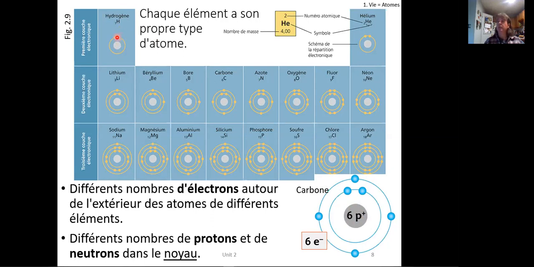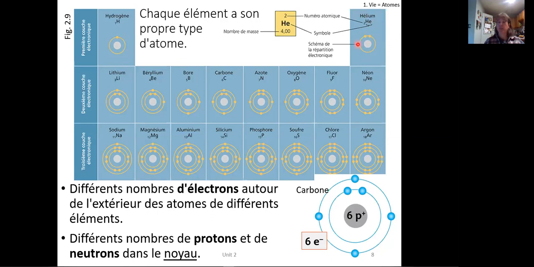And here we can see the electronic shell or the sphere. And I see this yellow dot represents an electron. So hydrogen has 1 electron that orbits the nucleus. Here's helium. How many electrons does it have? It has 2.